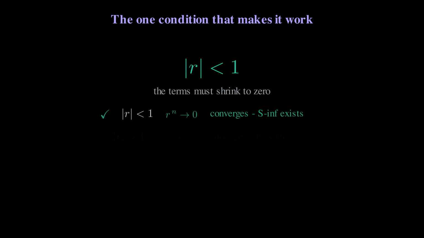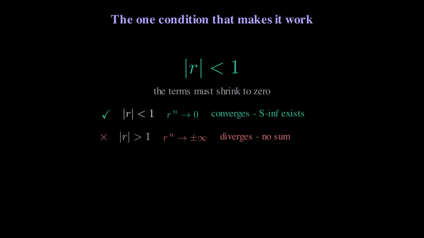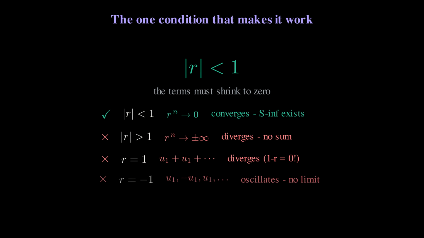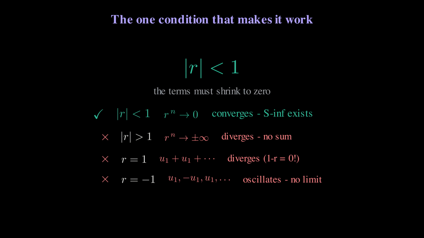But if r is bigger than 1 in size, r to the n blows up. It diverges. No sum. If r equals 1, you're just adding u1 to itself forever. And notice 1 minus r is 0, so the formula would divide by 0, a dead giveaway. And if r is minus 1, the terms flip: plus, minus, plus, minus. So the total never settles. Only the first line survives. The absolute value of r less than 1. That's the condition.